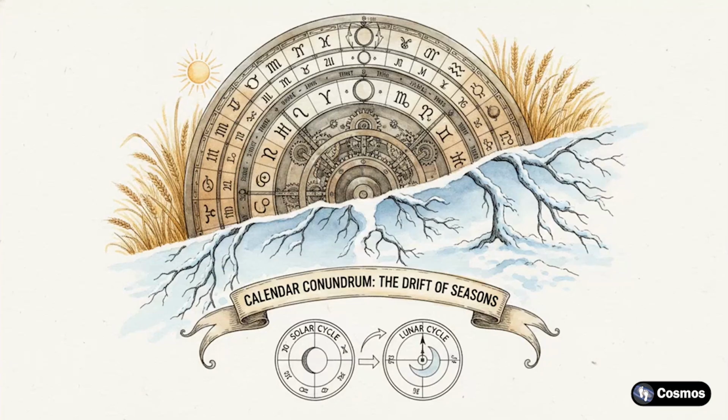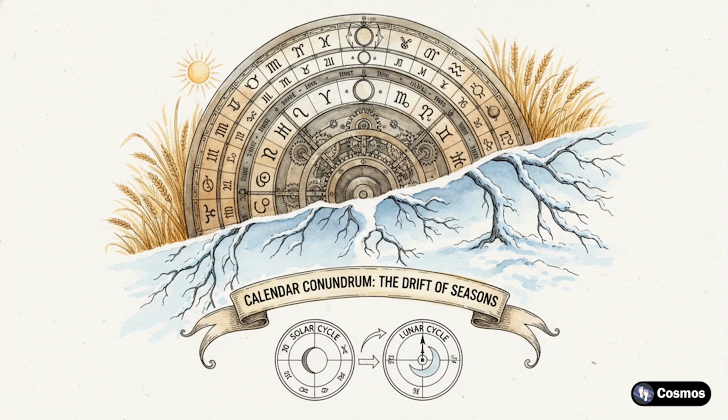complicated. And as you might guess, this mathematical mismatch builds into a massive issue for human history. I call it the calendar conundrum. For ancient civilizations trying to track agricultural seasons, you have to remember the sky was literally their only calendar. But they faced this glaring mathematical reality.